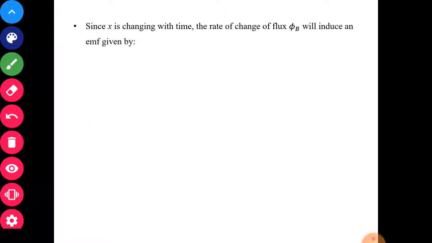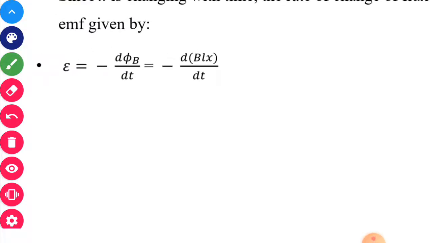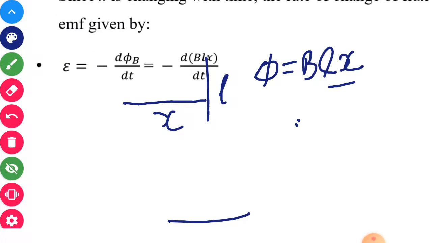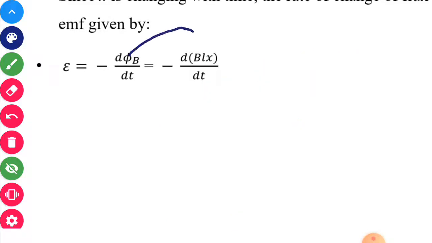Now we move further. Since X is changing with time, the flux also changes with time. So the electromotive force is minus d phi B by dt. And instead of phi B, what have we written? We have written BLX.